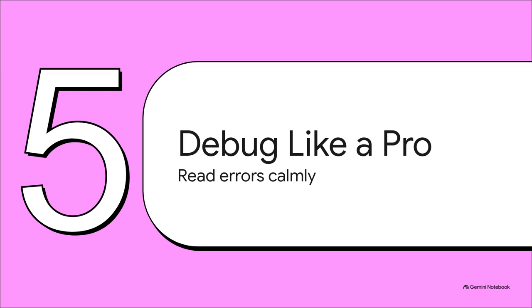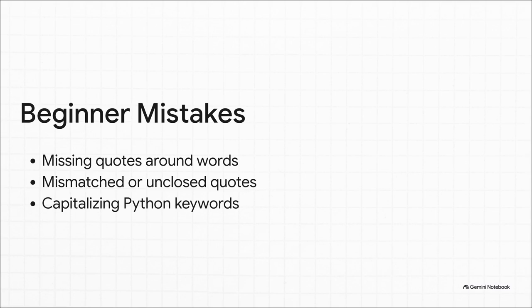And finally, Section 5, Debugging like a Pro: How to Read Errors Calmly. Listen, the very first thing we need to do here is normalize failure. Encountering errors is a completely normal, everyday part of software engineering. Every single programmer gets them. There are basically 3 common beginner mistakes that are incredibly easy to make: missing quotes around your literal words, mismatched or unclosed quotes, and accidentally capitalizing built-in Python keywords. Keeping a sharp eye out for these top 3 traps is going to save you a massive amount of headache as you learn.